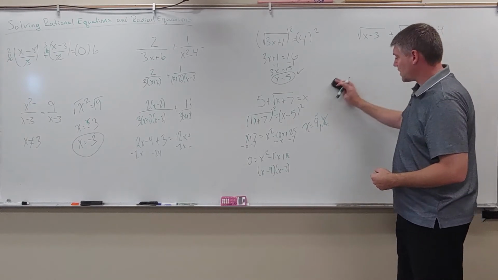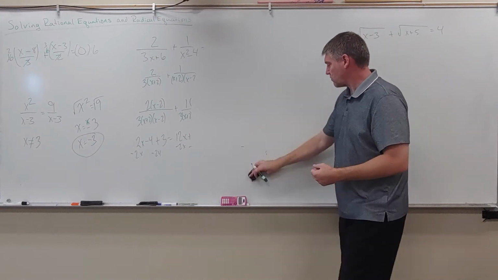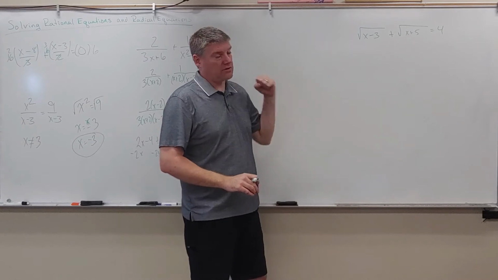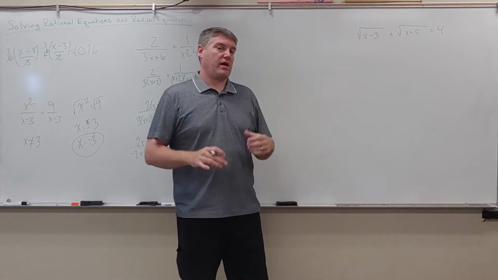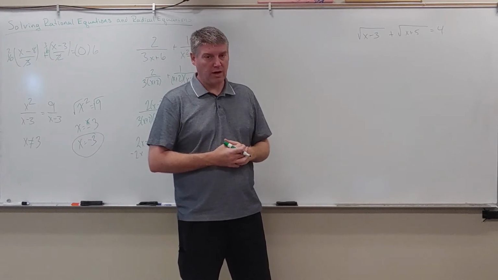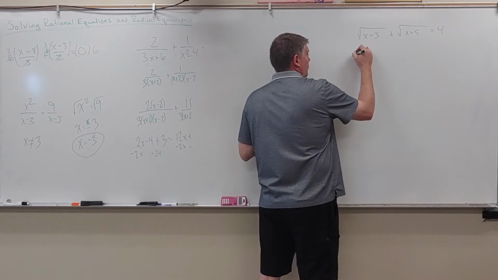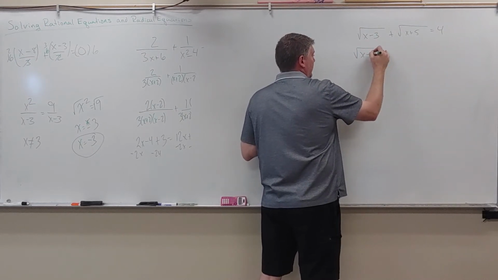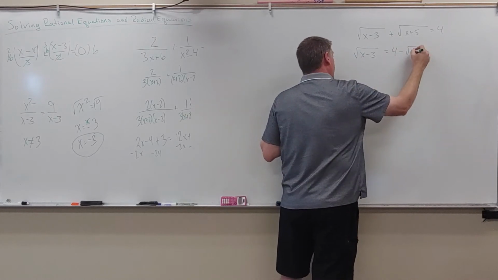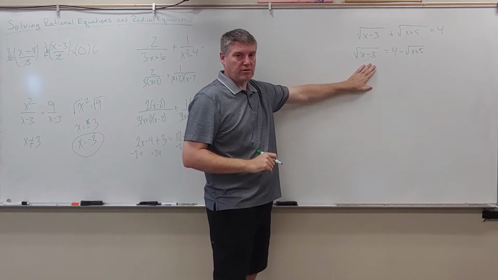Okay? So now on our last one here, we have square roots on both sides. We have 2 square roots. So the first thing I need to do is move one of the square roots to the other side. It does not matter which one, you just have to move one over. So I have the square root of x minus 3 equals 4 minus the square root of x plus 5. So now I've isolated one of my square roots.